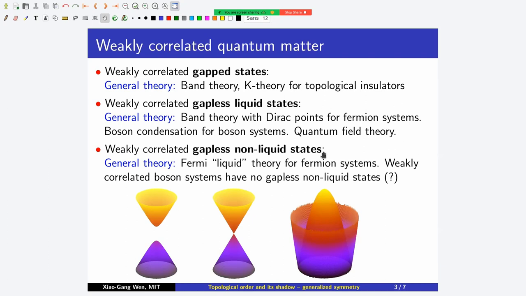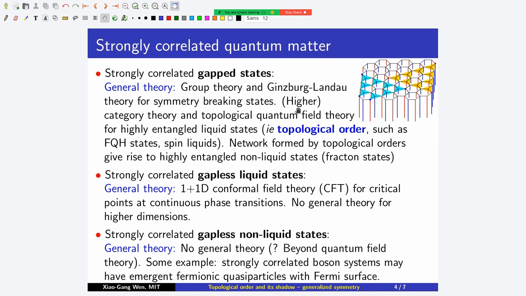We make this distinction because in these lectures we mainly talk about the gapless liquid states. So we kind of exclude the Fermi liquid, which is more complicated. For strongly correlated matter, sometimes we have strongly correlated gapped states. A simple example is the Ginzburg-Landau theory for symmetry breaking. Then we have group theory to describe them. That's the mathematical foundation.